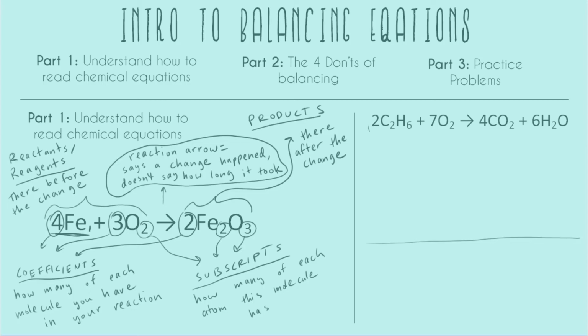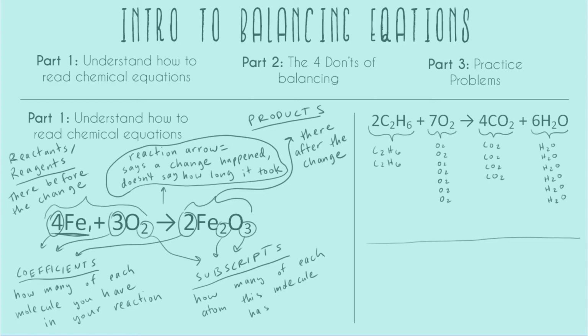So right here, our coefficient of 2, that means we have 2 C2H6 molecules. And then over here on our 7O2, this means that we have 7 molecules of O2. And now on the product side, it means that we have 4 molecules of carbon dioxide, and it means we have 6 molecules of H2O.